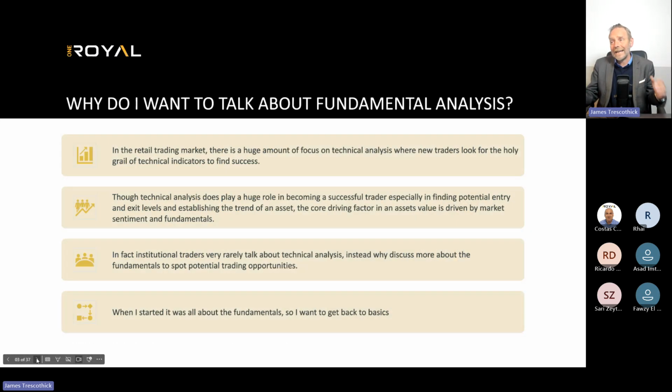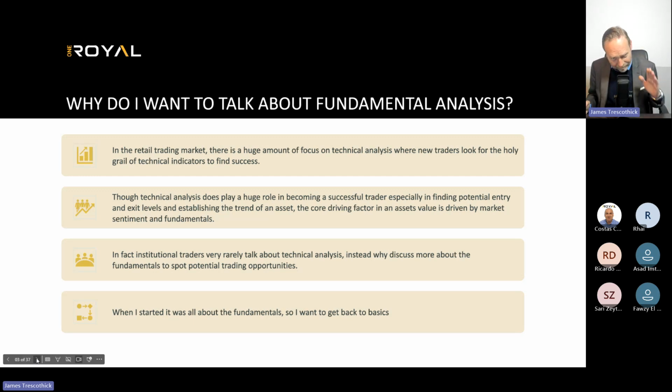So anyway, today's topic is fundamental analysis. This is part 1 of the series. Now, first of all, why do I want to talk about fundamental analysis rather than technicals? Well, it's simple. In the retail trading market, there's so much focus on technical analysis, with new traders looking for the holy grail of technical indicators to find success. They all think if they can just find that one indicator, they're going to be successful.